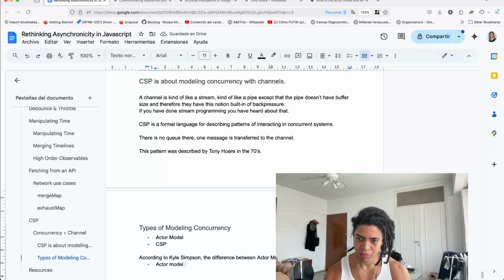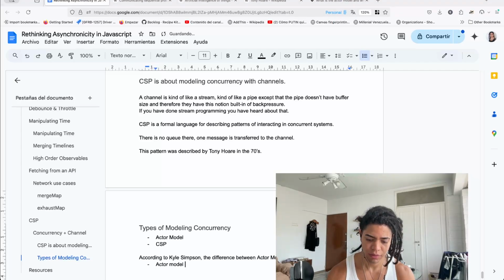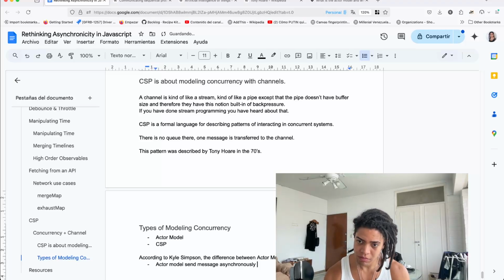With actors, when you send a message, it's asynchronous. Both of them work with channels. Actor models send messages asynchronously. You send a message, and at some other point, somebody on the other end picks it up. With CSP, when you send a message, it's very synchronous.